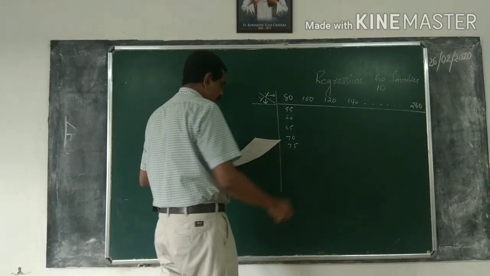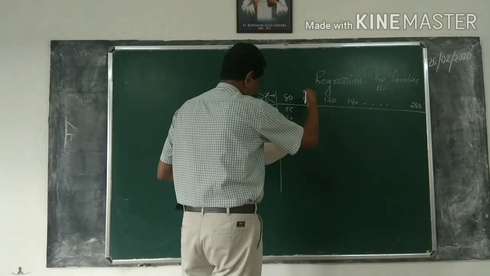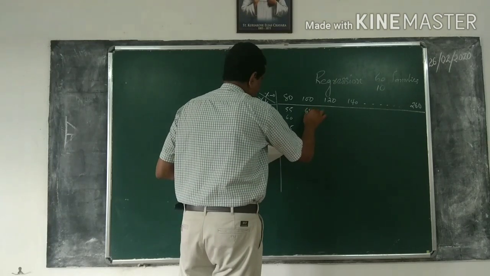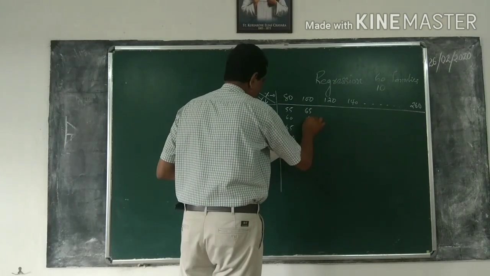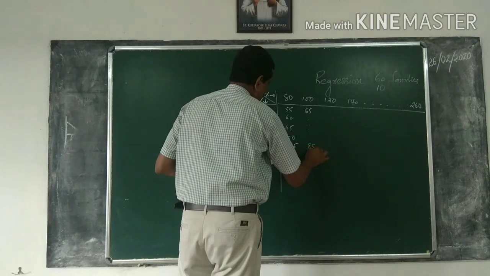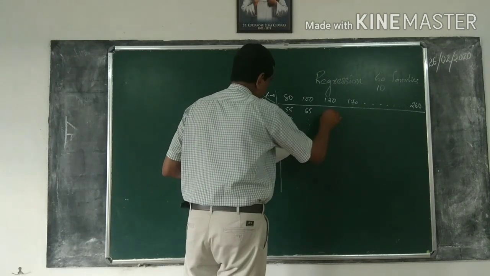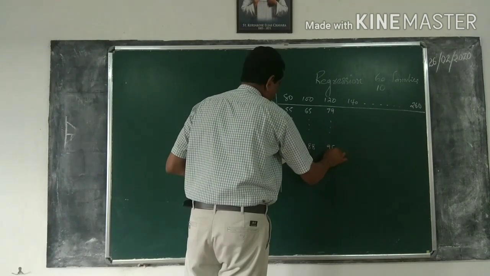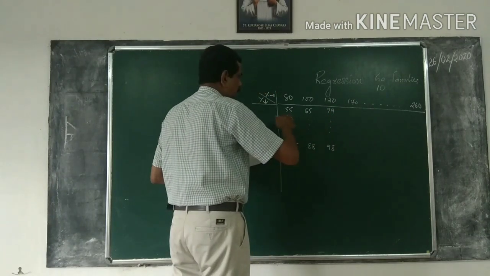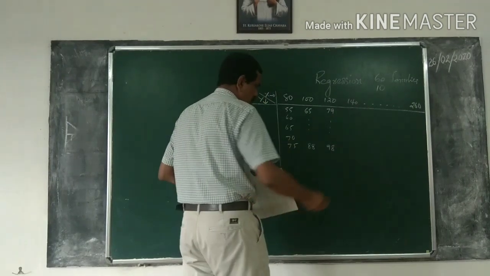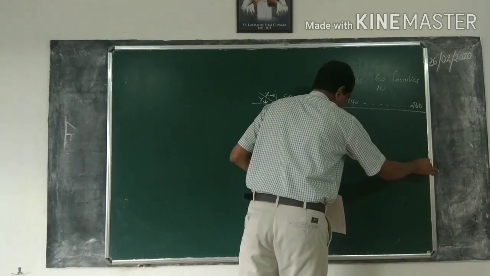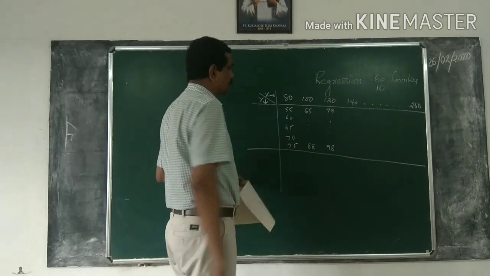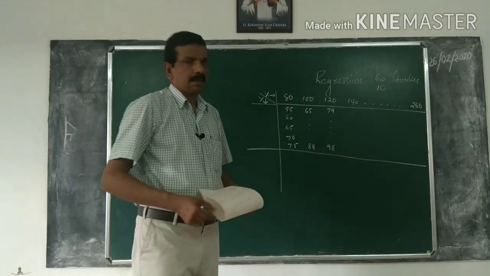And also suppose that in the next income group, 100, consumption varies between 65 to 88. In the third, 79 to 98. And the remaining income groups and the distribution of consumption is something like this.